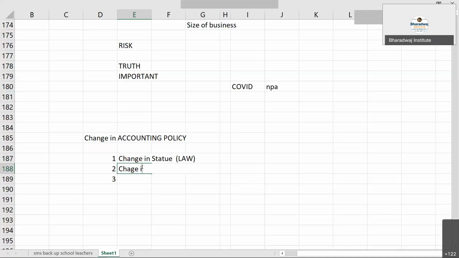then change in accounting standard, then for better presentation of financial information. Change in statute, law, or change in accounting standard, or for better presentation of accounting information. Please note this.